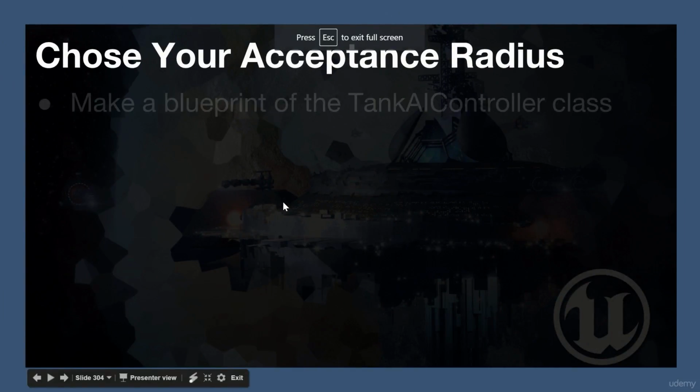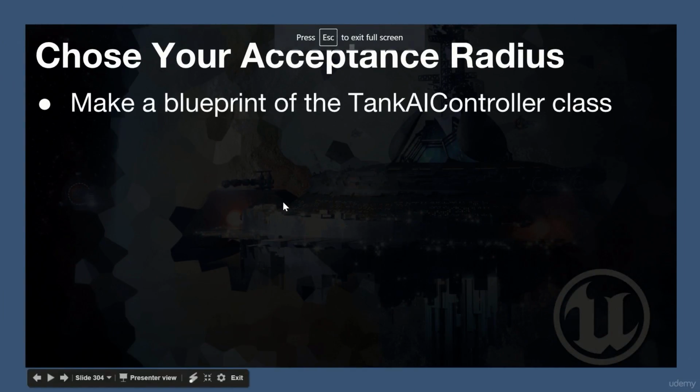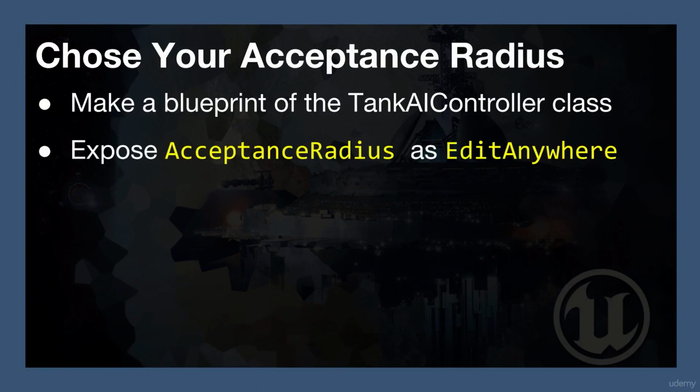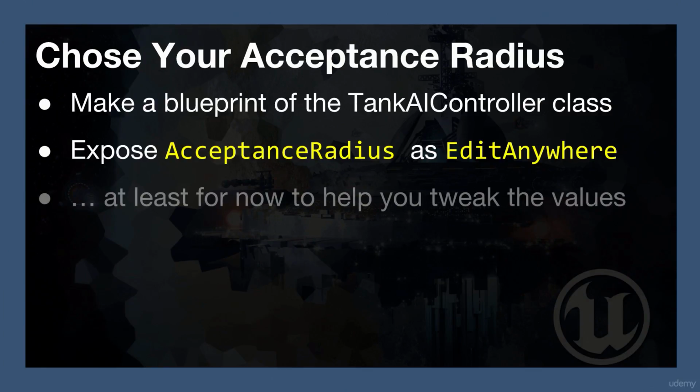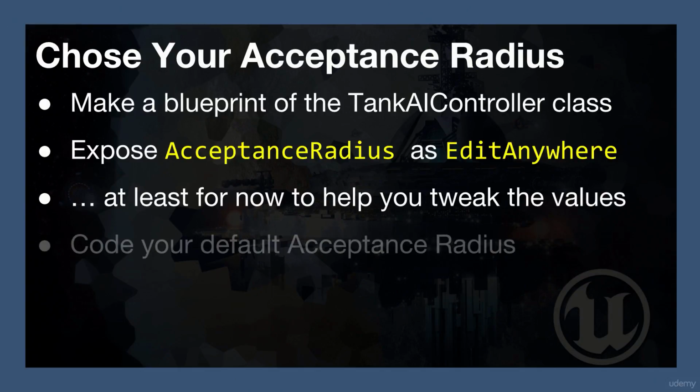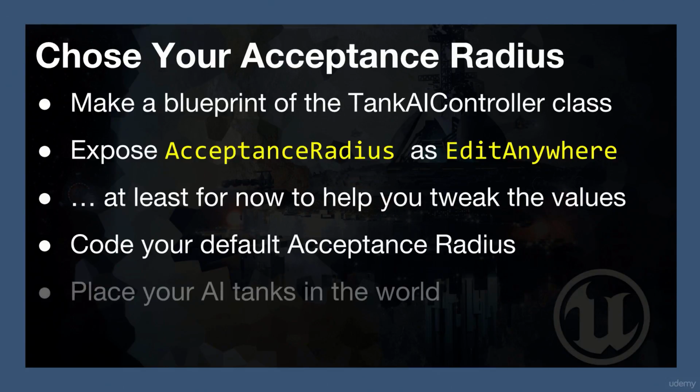Here's your challenge. I want you to make a blueprint of the tank AI controller class. See if you can remember how to do that over in the editor. Then I want you to expose acceptance radius as edit anywhere. At least for now. You could make it edit defaults only, but let's go edit anywhere to start with. You'll see why. Code your default acceptance radius once you find it. So explore it in the editor. You may want to depossess the tank, play around with some acceptance radiuses, see how many meters. Remember that it's got 2 extra zeros on it, so 7,000 would mean 70 meters. And then put the default back into C++.